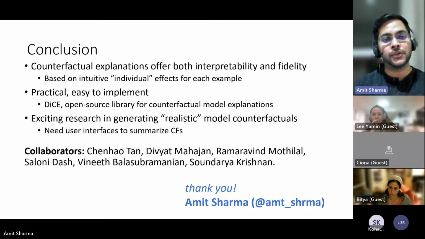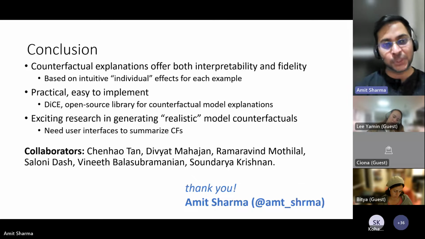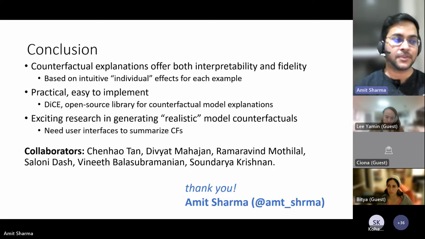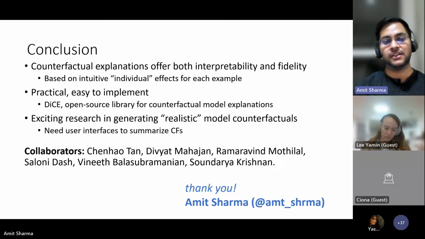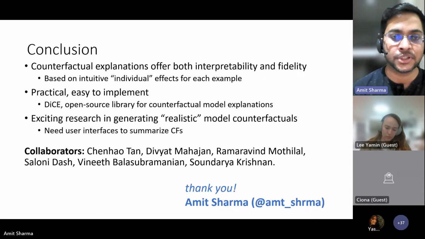And with that, I think I'll conclude. I hope I gave you a picture of how counterfactual explanations are useful, because they can give you both interpretability and fidelity. They're also very easy to implement. But I think that the hardest question is, how do you actually generate realistic counterfactuals? For images, it means you want to generate realistic looking images. And for text and tabular data, it means you want to generate output that looks plausible given the scenarios. With that, I want to just thank my collaborators and open up for any questions if you have.